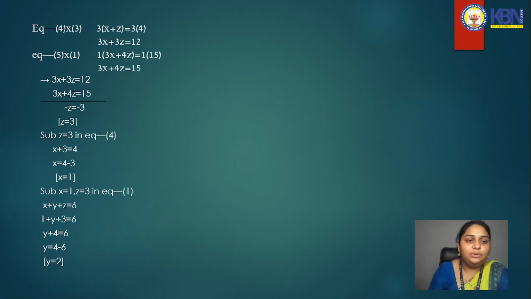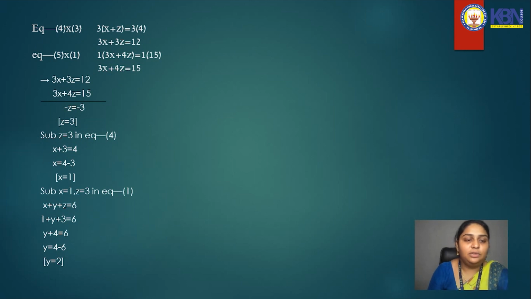Now substituting this z equal to 3 in either equation 4 or equation 5. Now I am choosing equation 4, that is x plus z is equal to 4. Substituting z equal to 3, we get x plus 3 is equal to 4. Then by solving, x is equal to 4 minus 3, that is x is equal to 1. Here we have the values x equal to 1 and z equal to 3.